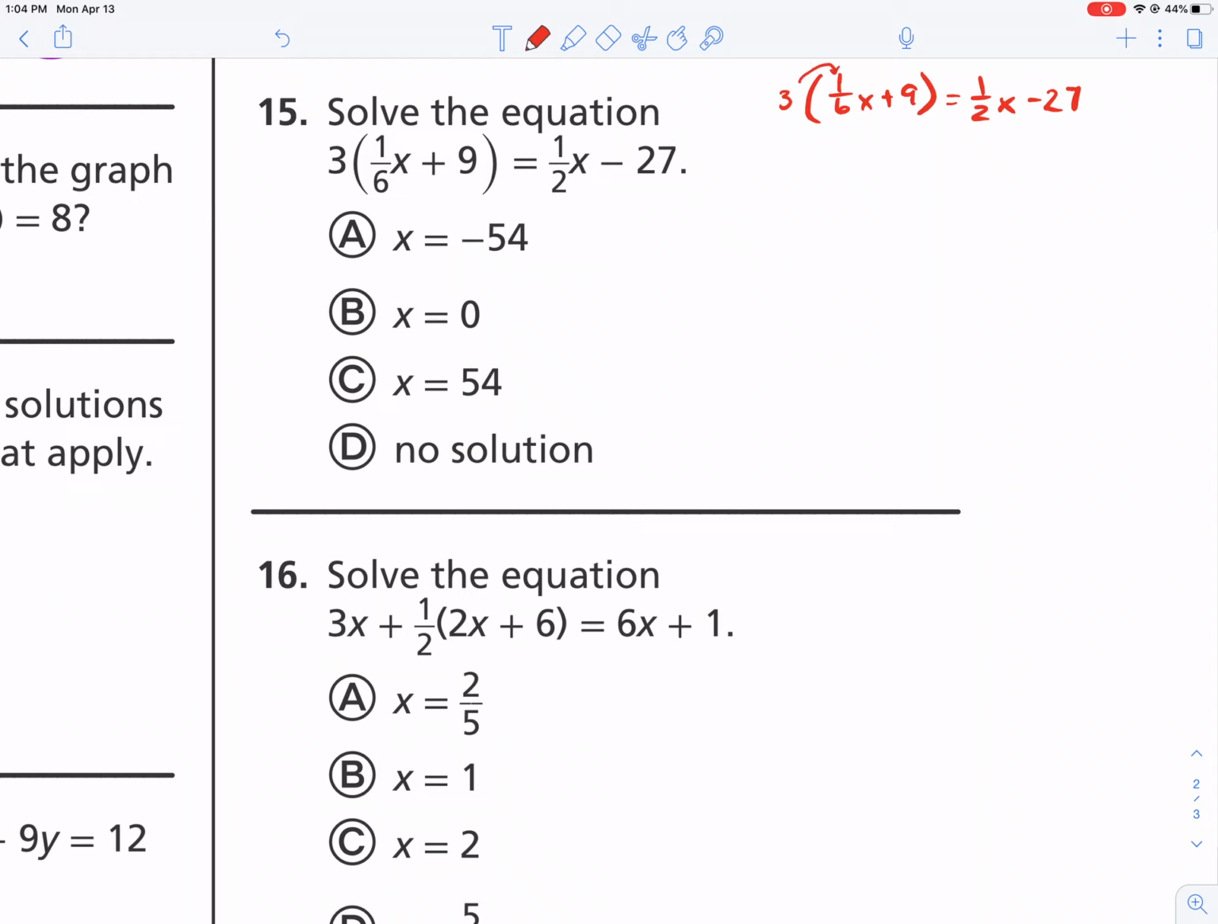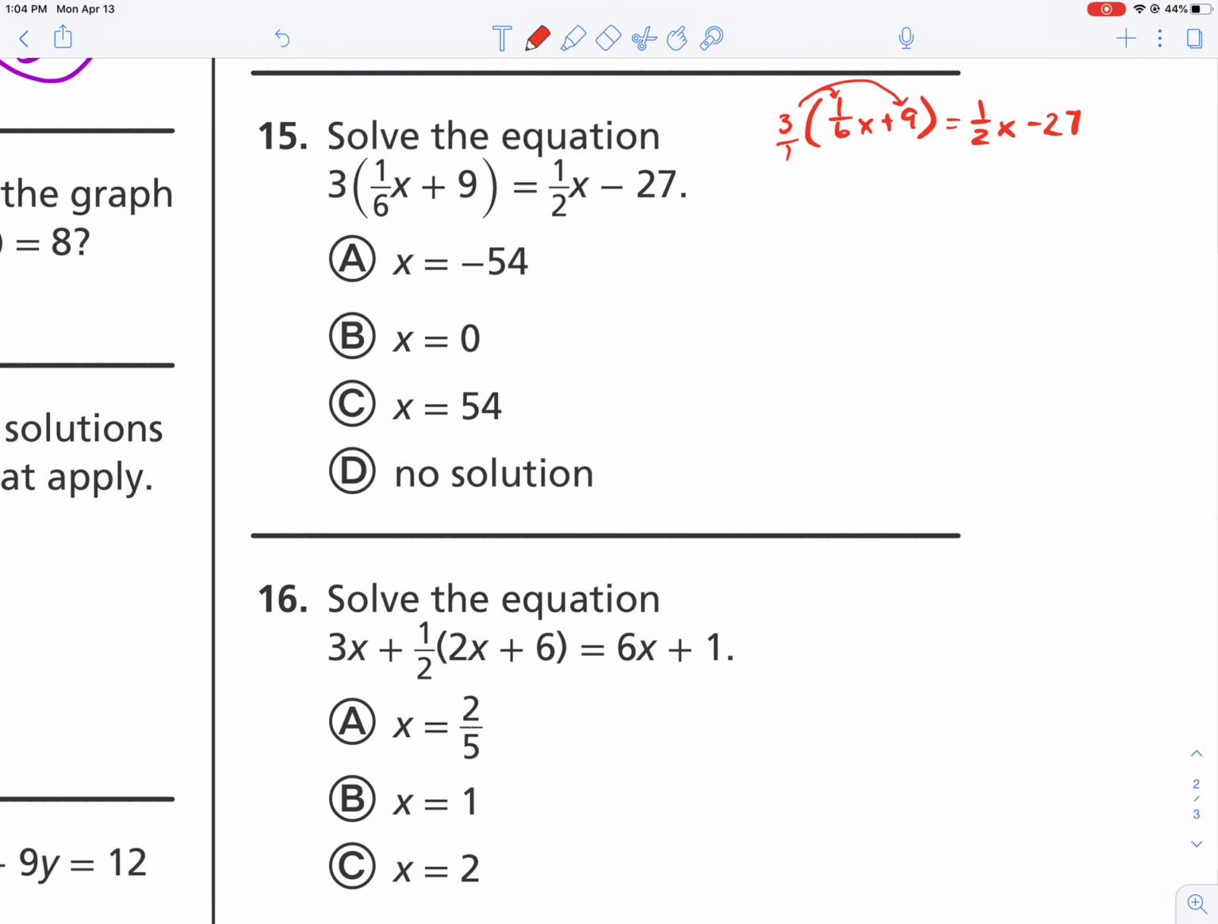And we got to be okay with distributing. So 3, this is technically like 3 over 1. And we're going to multiply it times both. So 3 over 1 times 1 over 6 is going to give us 3 over 6.